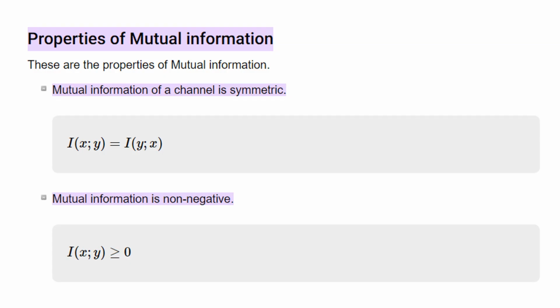The properties of mutual information are very important in order to find out the channel characteristics. The first property is that the mutual information of a channel is symmetric in nature. That is, I of X comma Y is equal to I of Y comma X. The second property is that mutual information is non-negative in nature. That is mathematically represented as I of X comma Y is greater than or equal to 0. There can be no mutual information, or the mutual information is positive.